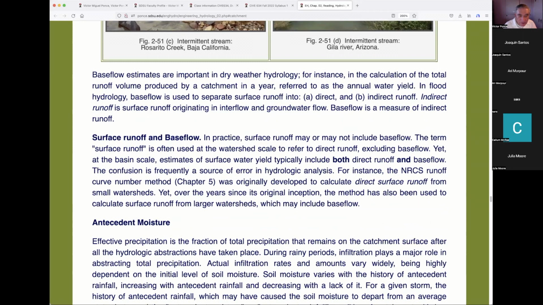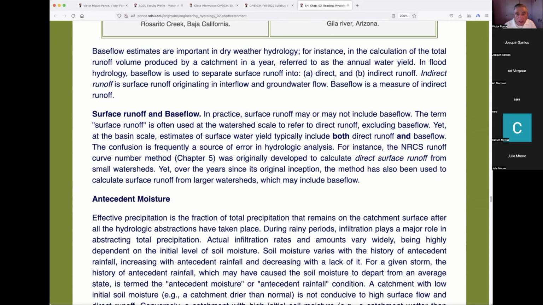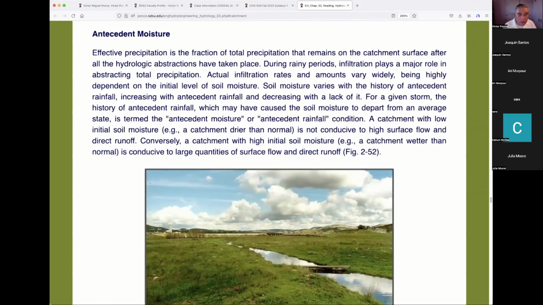Surface runoffs and base flow. So surface runoff should not be confused, or at least one should specify what kind of surface runoff we're talking about. Is it the total surface runoff combined with base flow, or is it just without base flow? That we need to specify, or at least make it clear in our projects which one we're talking about, because I do repeat, there is some confusion in the literature.